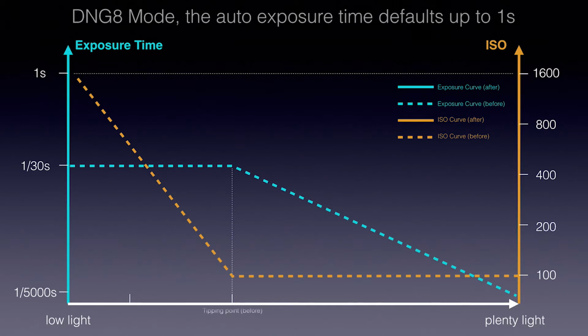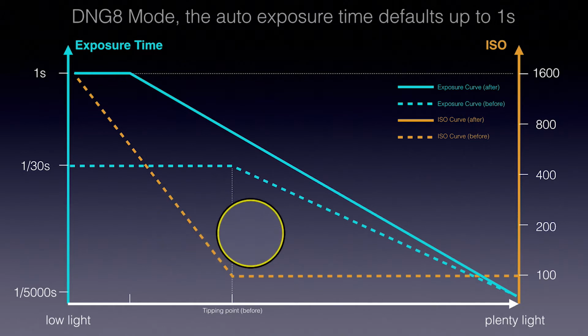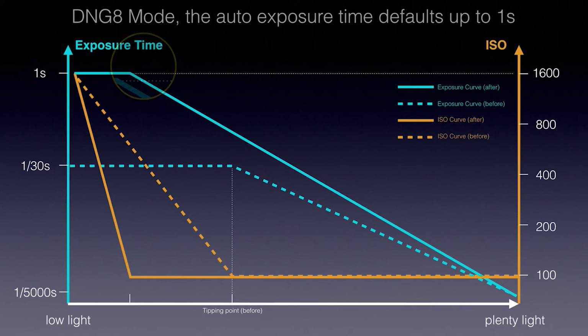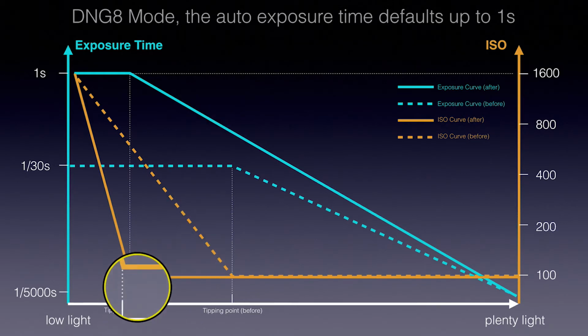And after this firmware upgrade, you can see that the exposure time curve has changed a lot. Now it's like this, right? The exposure time will go up to 1 second. And after that, if the 1 second is still not enough for this situation, then the ISO curve will go up until 1600. So the tipping point after this firmware upgrade is here. So this is before and after.